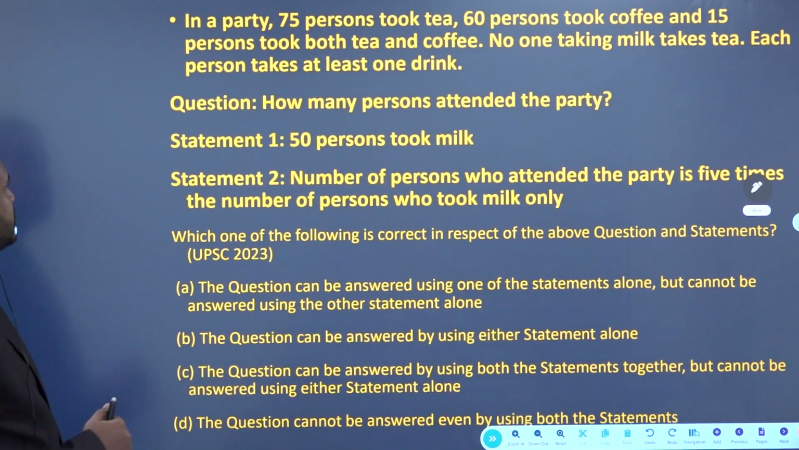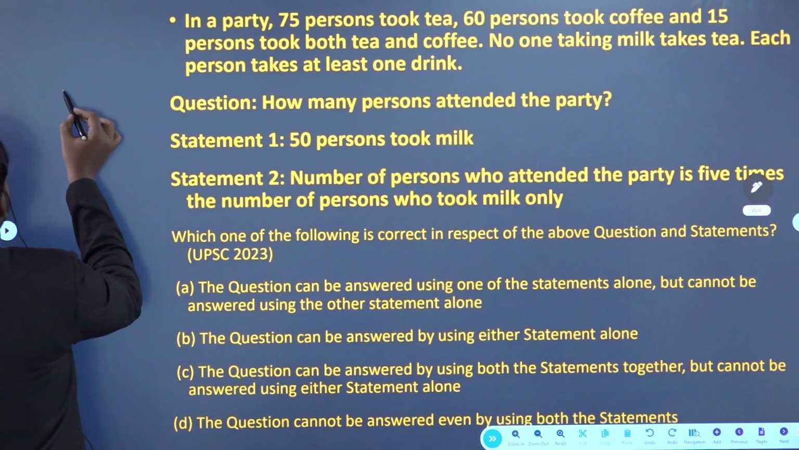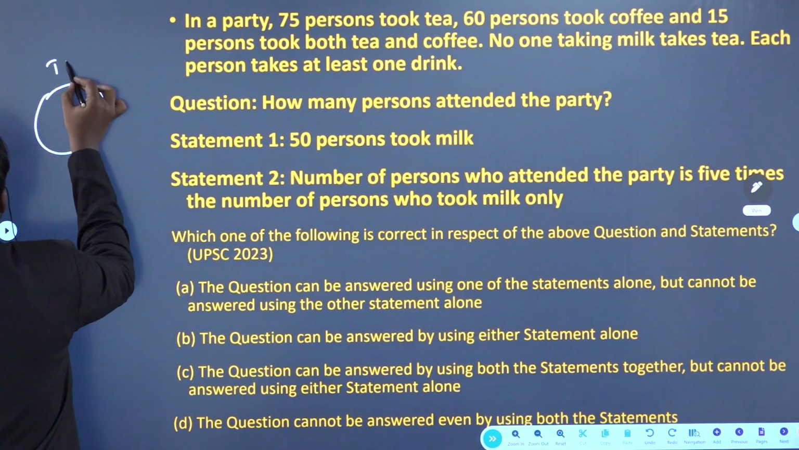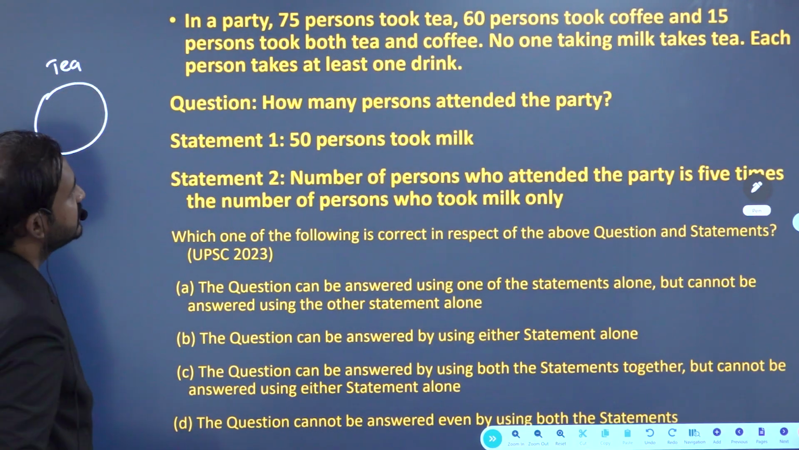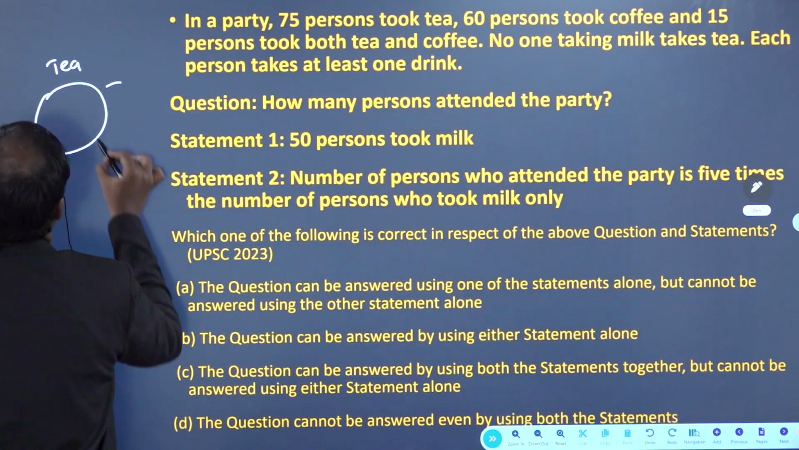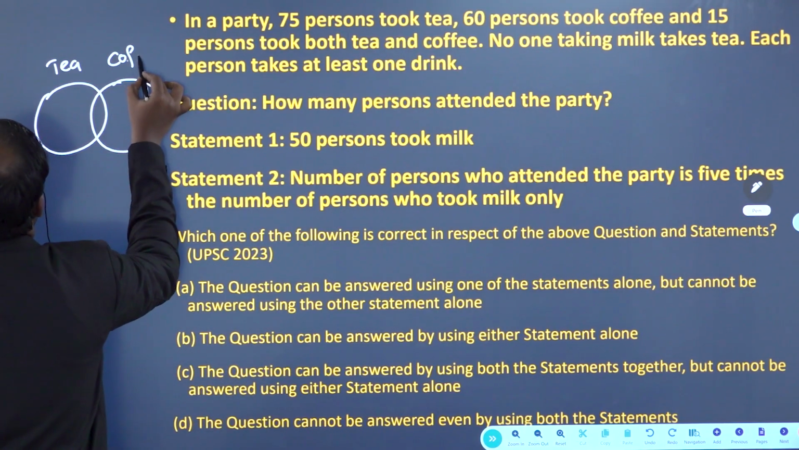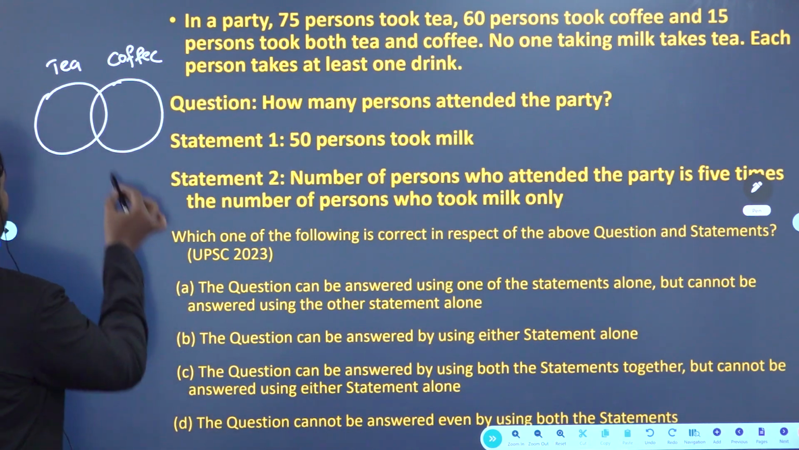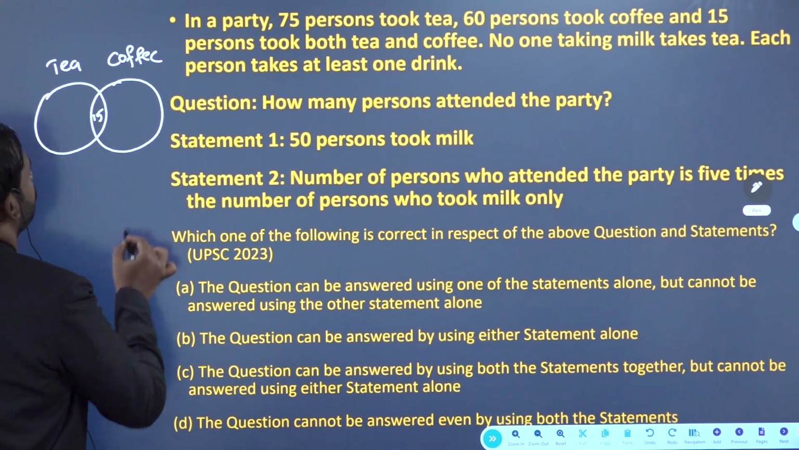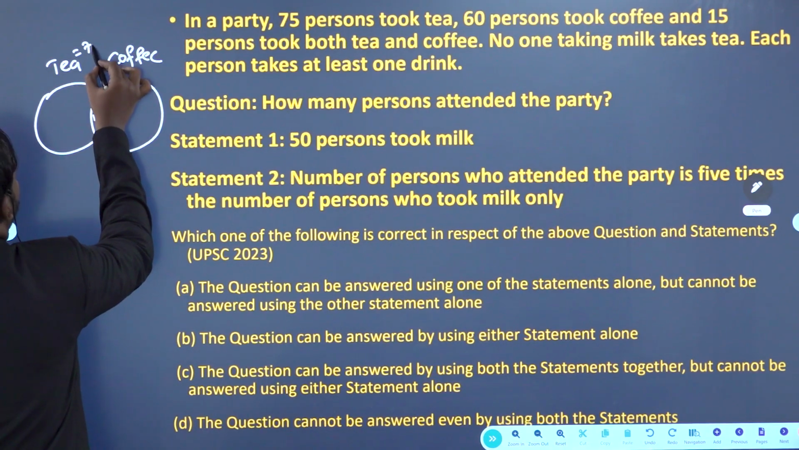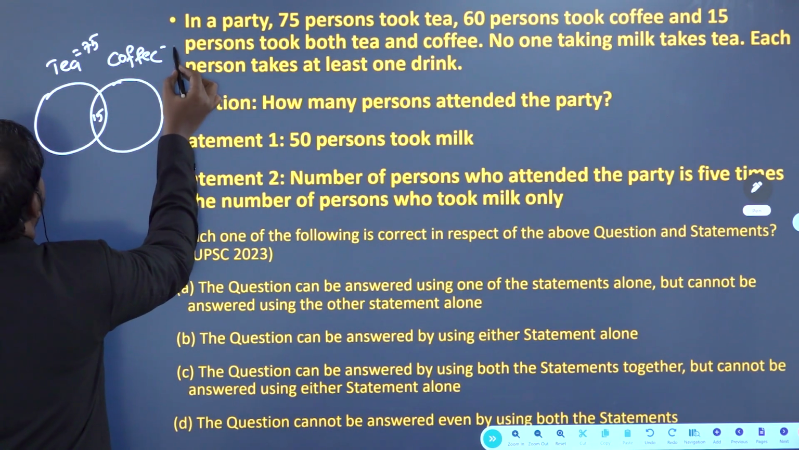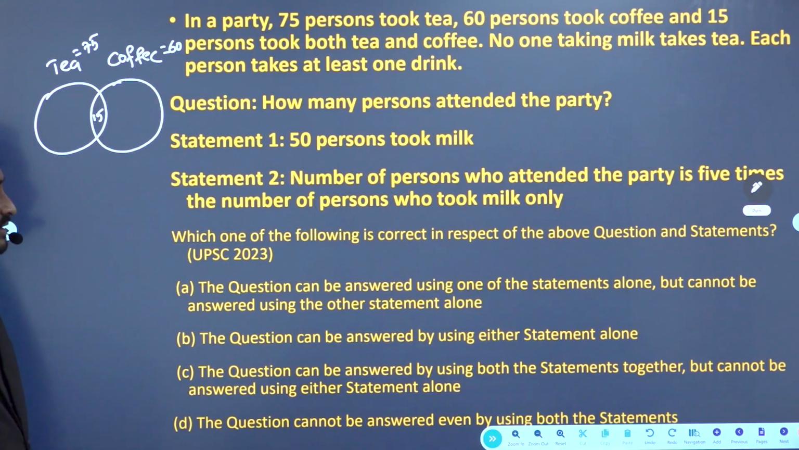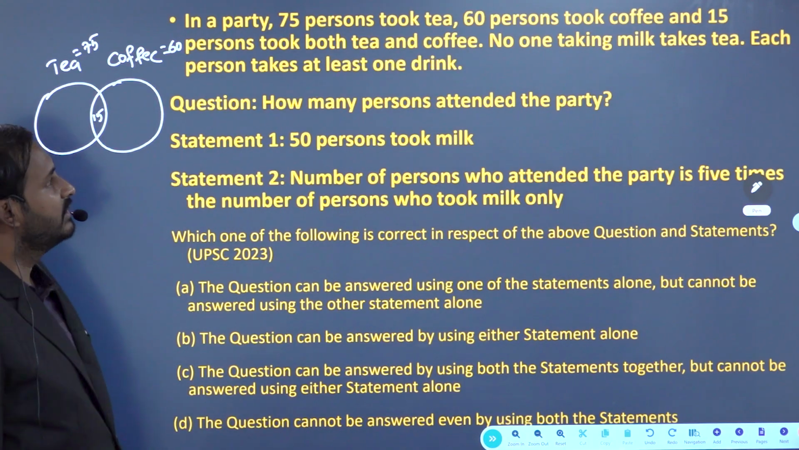See here, 75% took tea. Let us assume this is the tea group. Next, 60% took coffee. Why is there an intersection? Because 15% took both tea and coffee. Tea is 75% and coffee is 60%. Next, no one taking milk takes tea.